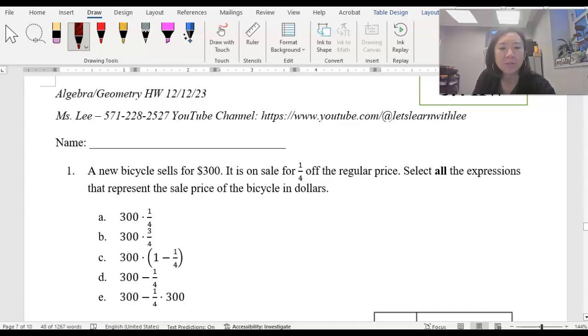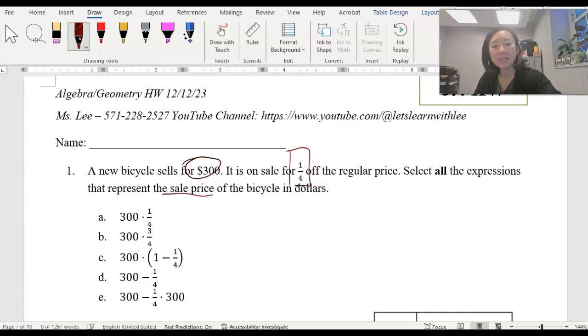So a new bicycle sells for $300. It is on sale for 1/4 off the regular price. Select all the expressions that represent the sale price of the bicycle in dollars. So the sale price is what's left of the 1/4, which means it's 3/4 of 300, which is what is left. So remember, that's what we looked at today.